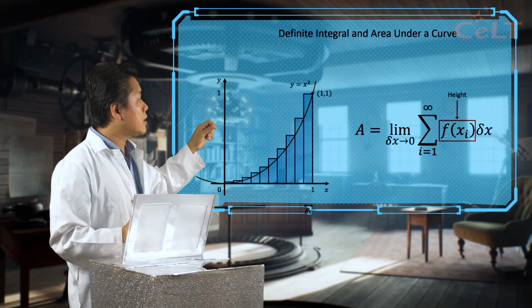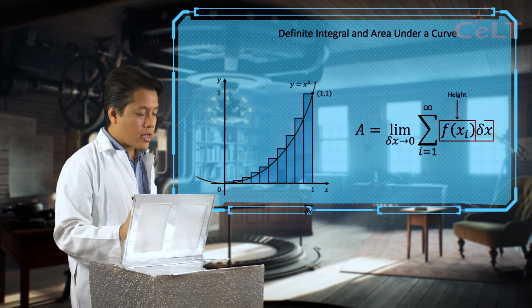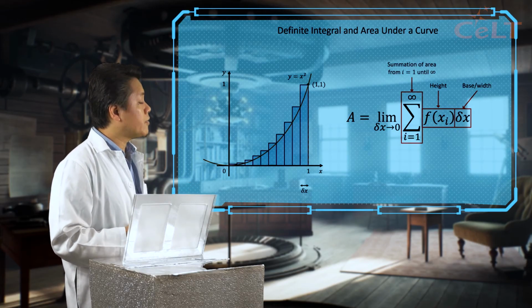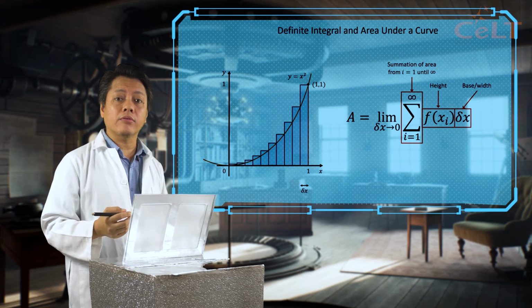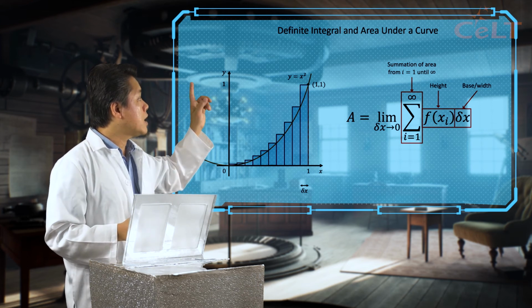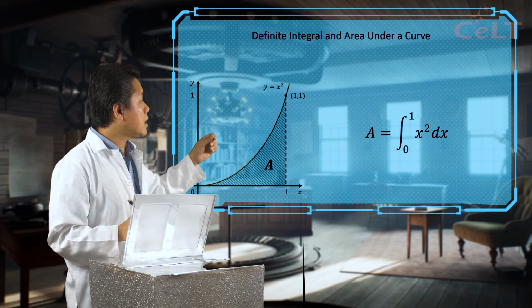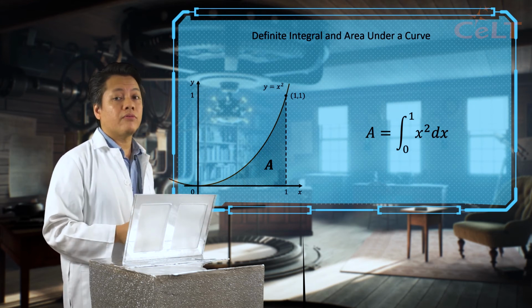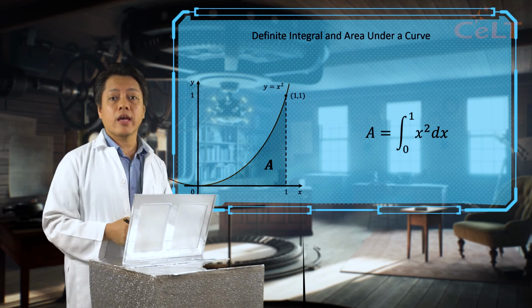f(x) is the height of the rectangle, and delta x is the width. Multiplying these two numbers will give us the area of each of the rectangles. And this is the summation of the areas of rectangles from rectangle number 1 up to infinity, with the condition that the width of each rectangle is approaching 0. And this is how it looks in definite integral format for the function y equal to x squared.